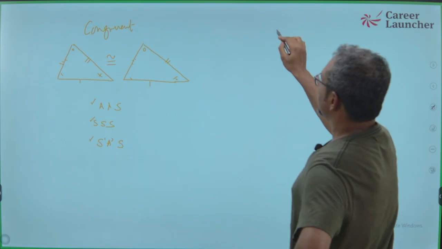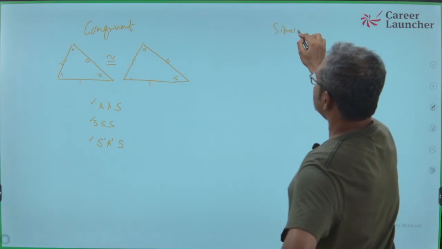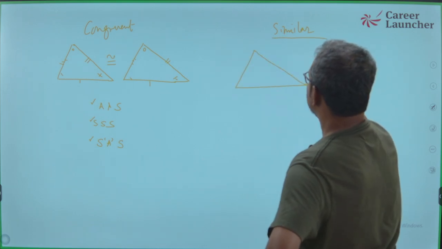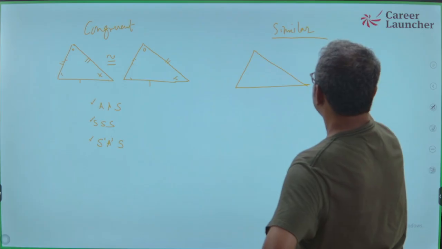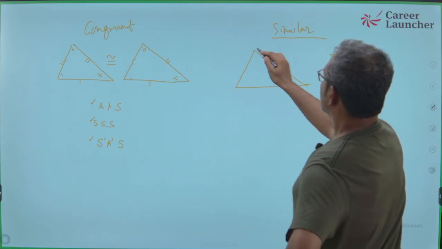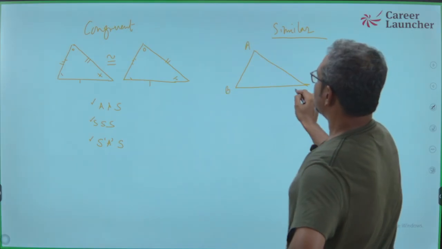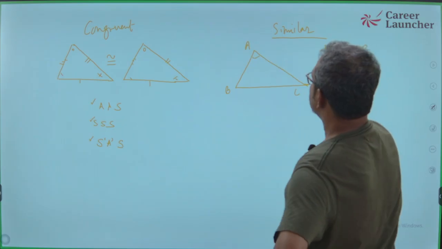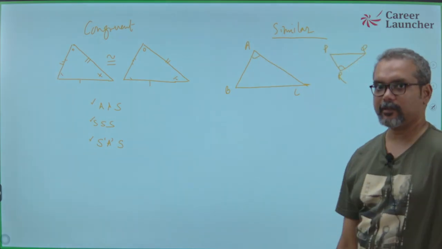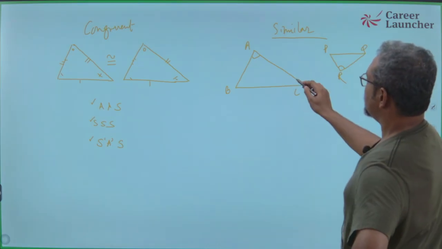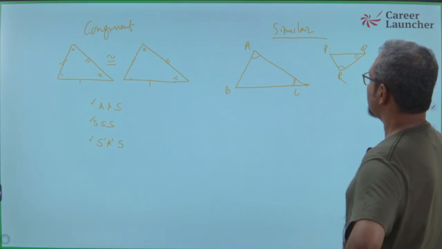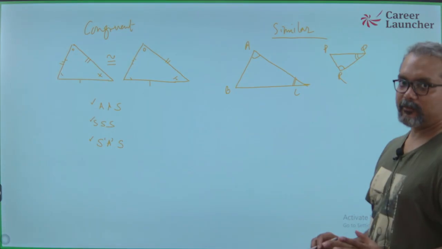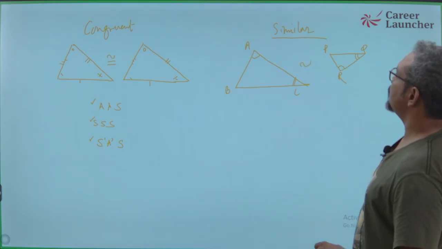But what is similarity? Two triangles are similar if one is a zoomed in version of the other. So for example, let's say we have triangle ABC and PQR. So A is equal to R, okay, C is equal to Q. So the third angle is anyways the same, but the sides are not equal, okay. So in such a case they are called similar.